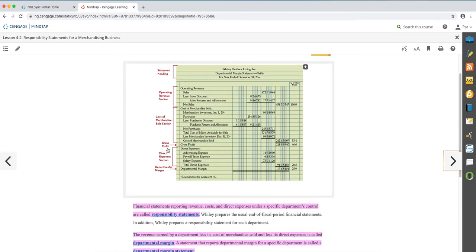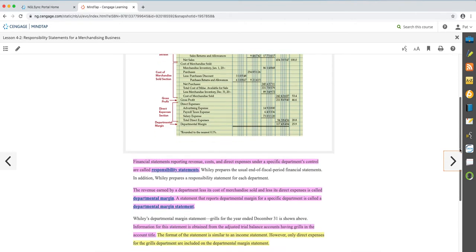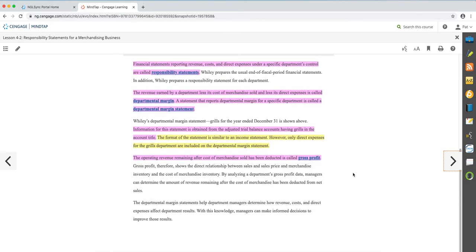It talks about the different sections: operating, merchandise section, direct expense section. So hopefully it makes a little bit of sense. They always make a big deal about this, so I try to make sure we understand where we're getting the information. This information is obtained from the adjusted trial balance, which we did last section. The format's similar to the income statement. We kind of talked about that.